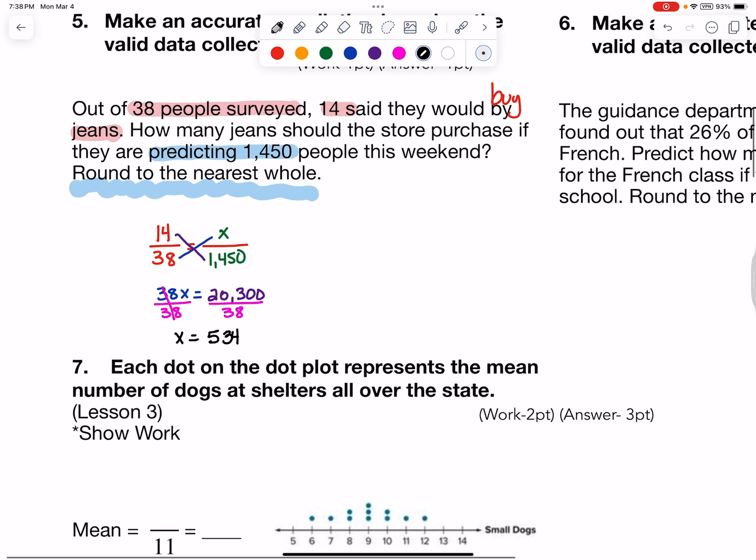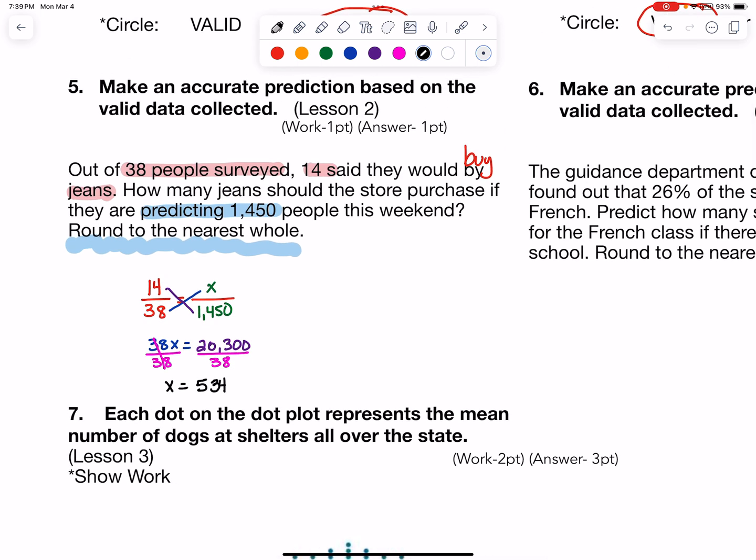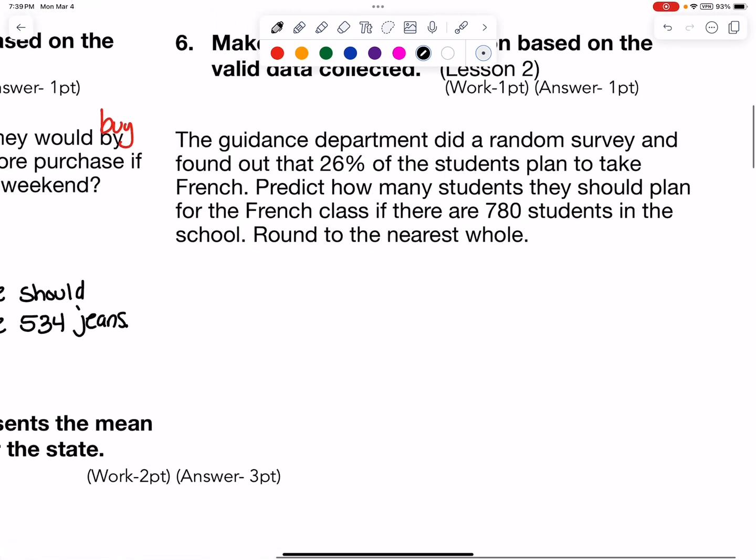Now we need to actually answer the question. How many jeans should the store purchase if they are predicting 1,450 people? The store should purchase 534 jeans. All right, let's head over to this problem.